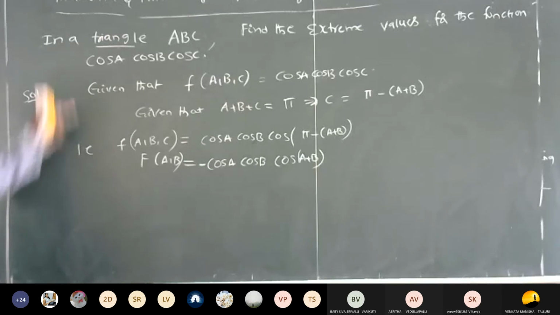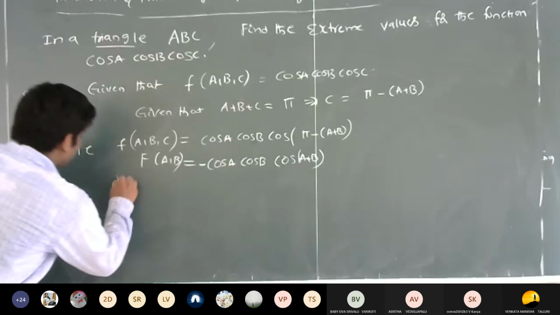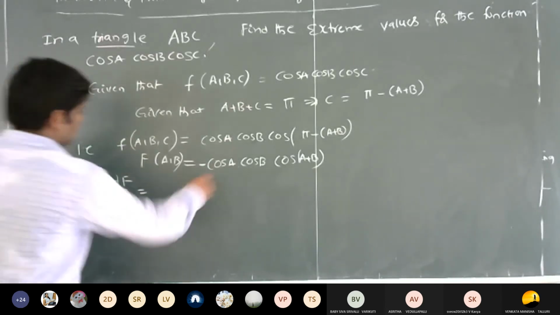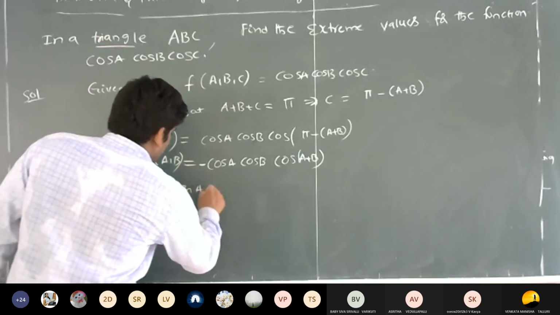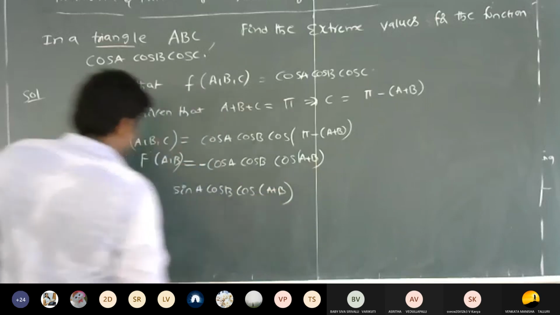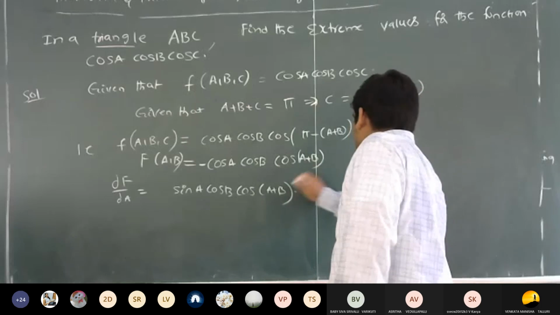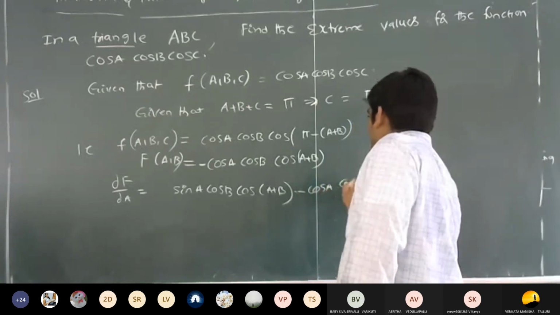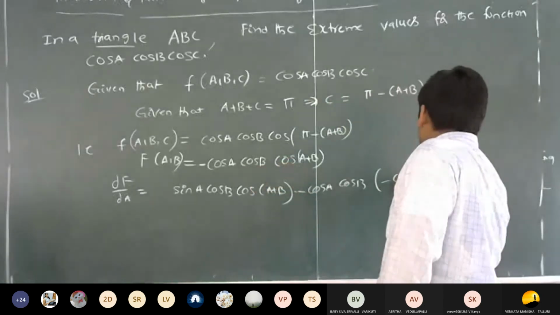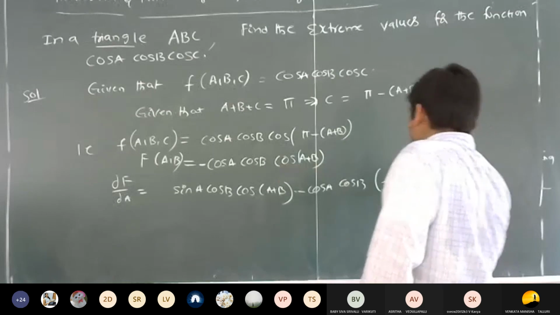Now we can apply the working procedure for a function of two variables. First calculate dou F by dou A. What is the value? Sin A into cos B into cos of A plus B, minus cos A into cos B. You apply the UV rule; here cos B is constant. So this is minus sin of A plus B.